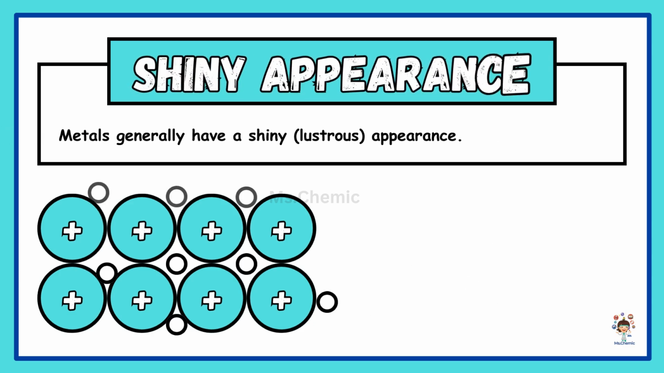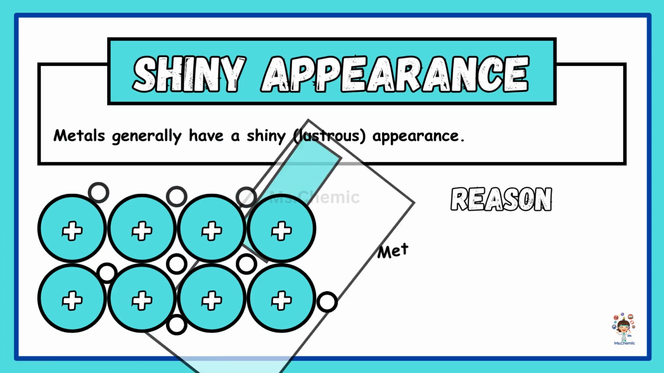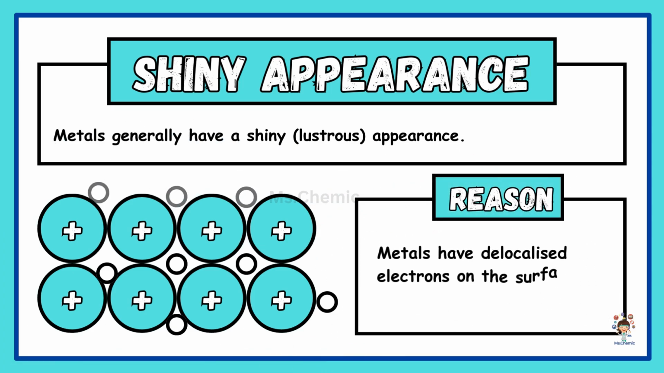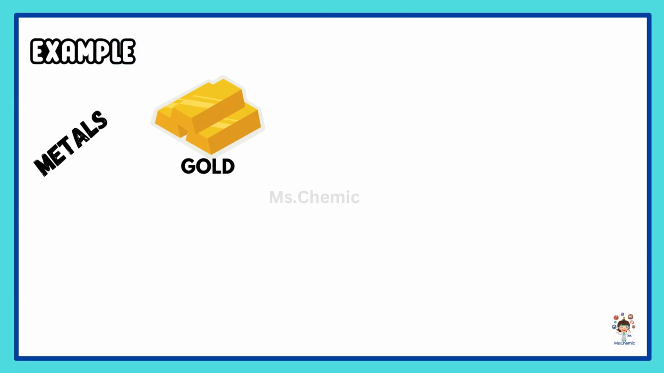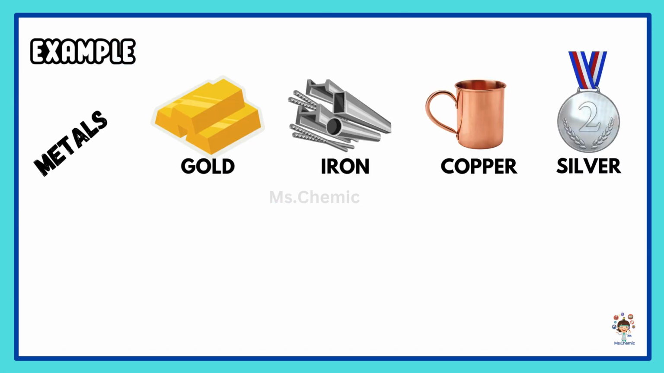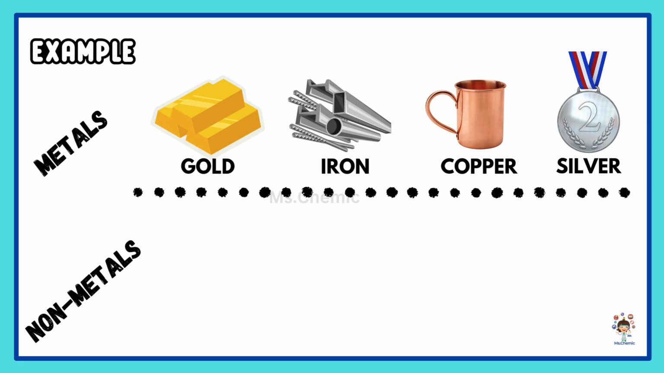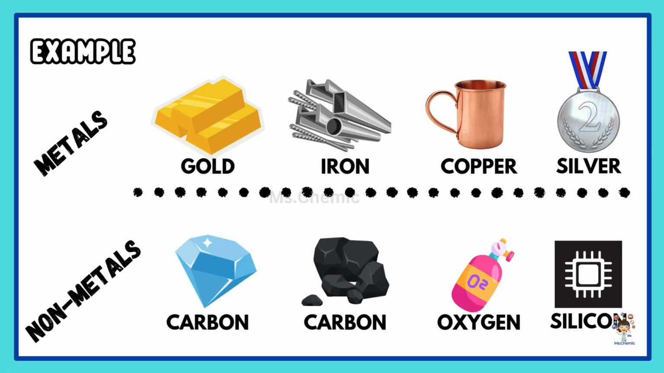Shiny appearance. Metals generally have a shiny, lustrous appearance. This is because metals have delocalized electrons on the surface which reflect light energy. Examples of metals are gold, iron, copper, silver. Examples of nonmetals are carbon, oxygen, silicon.